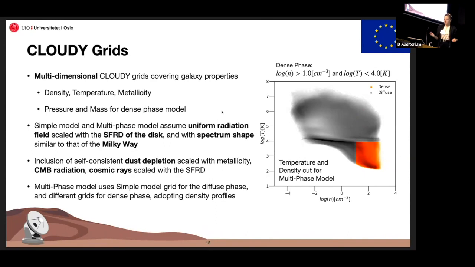All the models, the simple model and the multi-phase model, have a uniform radiation field, which we will change with the RT. It is scaled with the star formation rate density of the main disk, with a spectrum in a shape similar to the Milky Way. I also include self-consistent dust depletion, which is scaled with the metallicity, CMB radiation scaled with the redshift, because at high redshift you can't neglect the CMB, and also cosmic rays, which are scaled with the star formation rate density of the main disk. To see what difference the multi-phase model makes, the diffuse part uses the same setup as the simple model, and we only change the dense part.